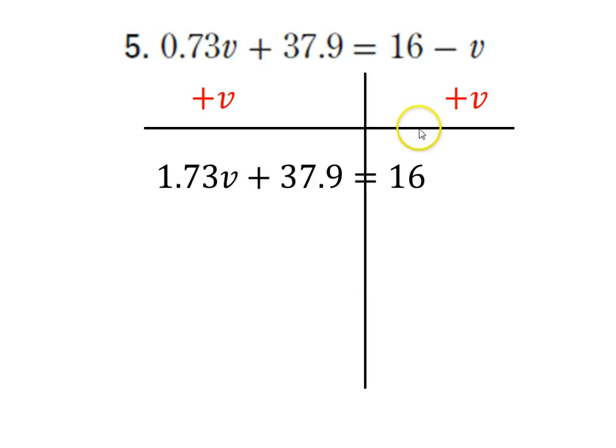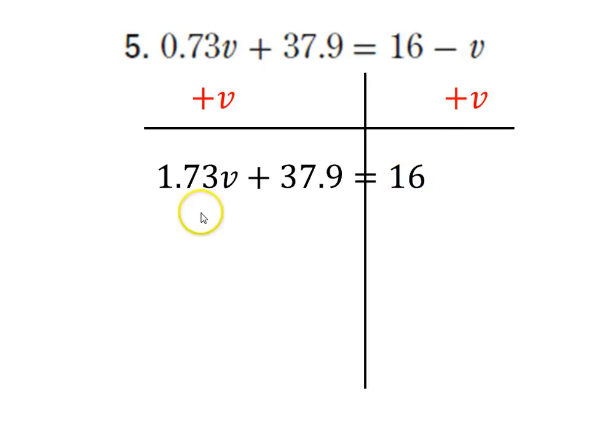When I do that, on the left-hand side, I get 1.73v. Where does the 1.73v come from? It comes from 0.73v plus 1 whole v is 1.73v. Again, if there's not a number in front of the variable, it's kind of like there's a 1 there. So 1 plus 0.73 is 1.73. Plus 37.9 is from right here. That didn't go anywhere. The 16 is from right here, and the minus v is gone because I added v to both sides.